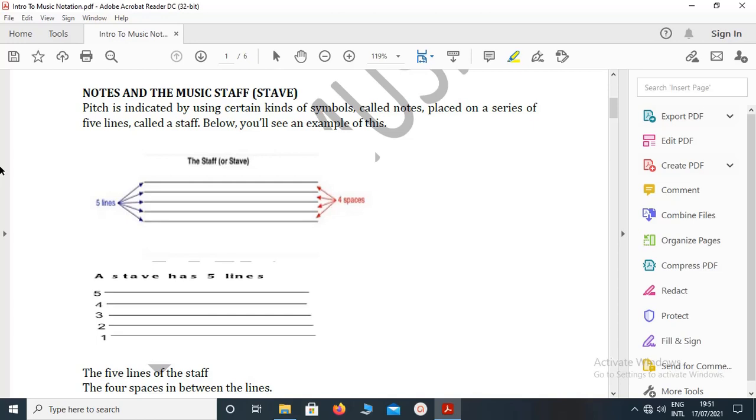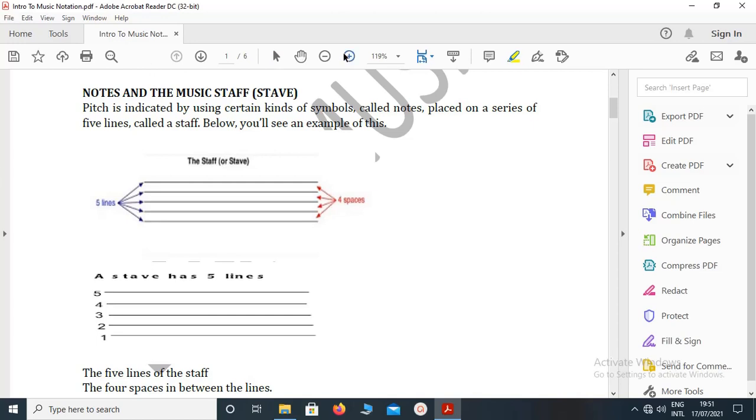So those lines are always five. Since they are parallel to each other, the five of them form what we call a music staff or a stave. And so pitch is indicated by using certain kinds of symbols called notes, placed on a series of five lines called a staff. Now the first example you can see is this one.